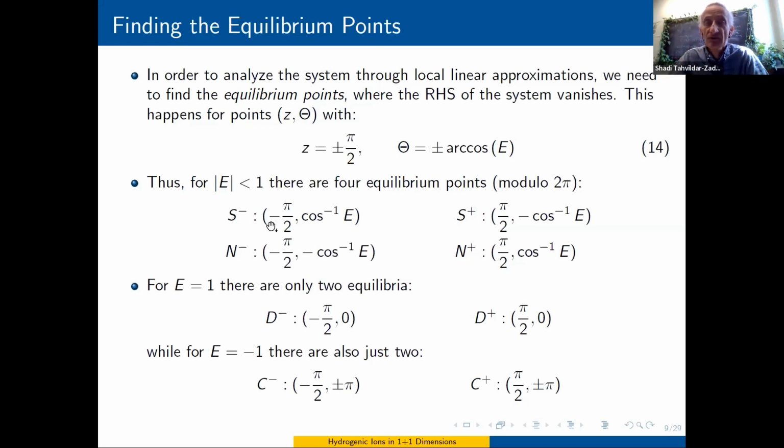Now notice something very important. All of these equilibrium points are on the boundary of the cylinder. So imagine a cylinder like that, horizontal, right? It has a left boundary and a right boundary, and the equilibrium points are always on the boundary of the cylinder, right? 2 on the left and 2 on the right if the energy is less than 1 in absolute value, and 1 on the left and 1 on the right if the energy is equal to 1. And also here, plus and minus pi are the same point. So that still counts as 1 here and 1 there. Okay, so this is the picture that we have now.